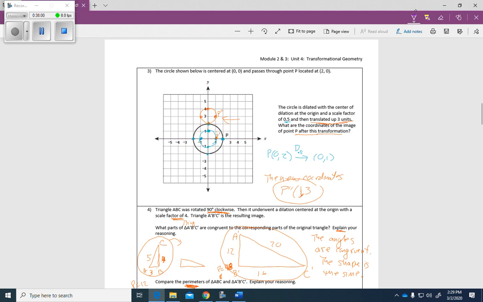I'm noticing right here on this problem that I wrote these points wrong. This is 2, 0. Therefore, this is 1, 0. Everything else is right, though.